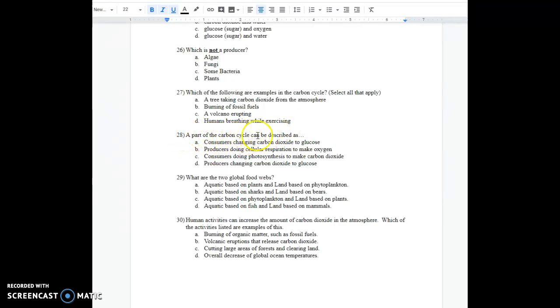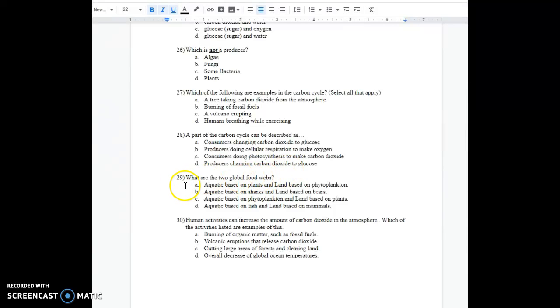28. A part of the carbon cycle can be described as A, consumers changing carbon dioxide to glucose. B, producers doing cellular respiration to make oxygen. C, consumers doing photosynthesis to make carbon dioxide. D, producers changing carbon dioxide to glucose.